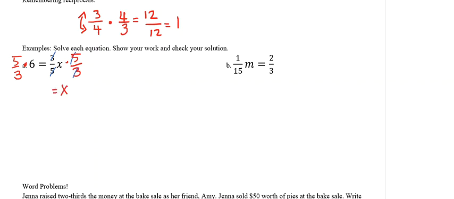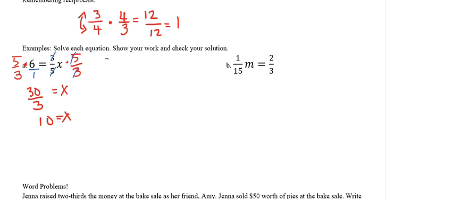On the left side, you have a fraction times a whole number. And remember, just put a 1 underneath your whole number. This way, you're multiplying the numerators together and the denominators together, which will give you 30 over 3. So x equals 10.